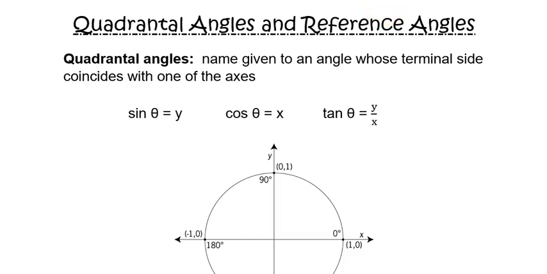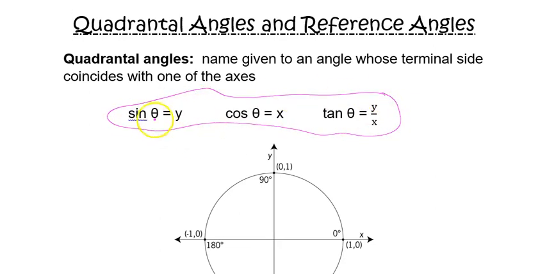This lesson is on quadrantal angles and reference angles. And the first thing, quadrantal angles are the names given to an angle whose terminal side coincides with one of the axes. In other words, it lands on an axis, not in quadrant 1, 2, 3, or 4. And so when that happens, you have these relationships here.